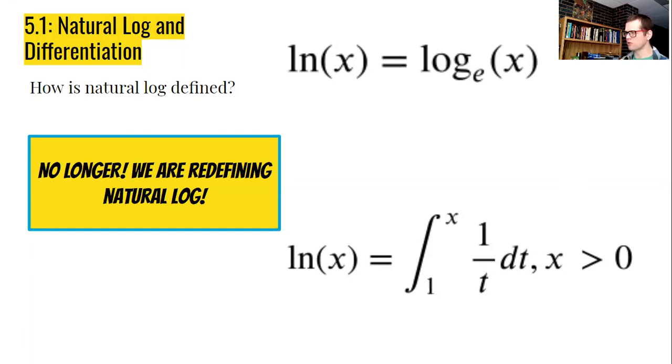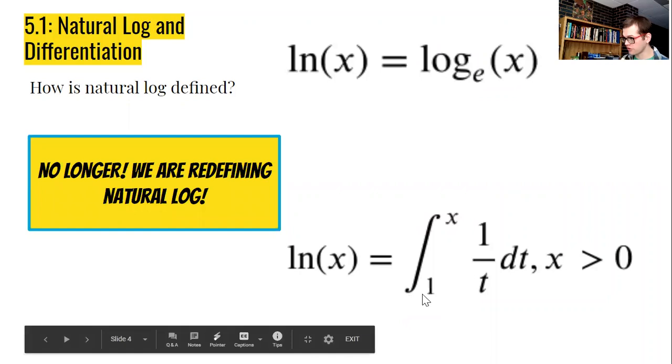And that's why our book doesn't introduce natural log till now, because of the way they define it. A lot of their definitions and ideas don't work unless they define it this way. It's not the only way to do it. It's just the way our book does it. So that's how we're redefining natural log. Again, it's the area, the accumulation function from 1 to x of 1 over t dt, as long as x is greater than 0.